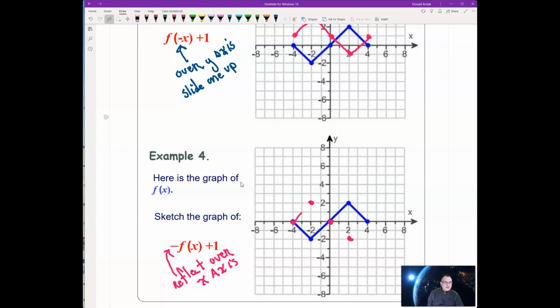And then I'm going to take this whole graph and add 1 to it, which is just going to take it and slide it up. And there's my solution.